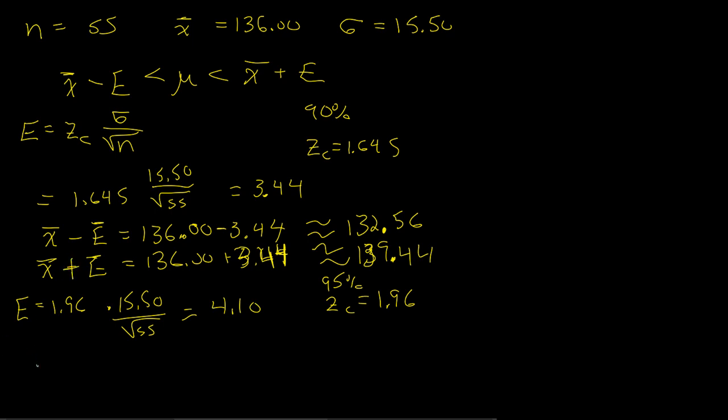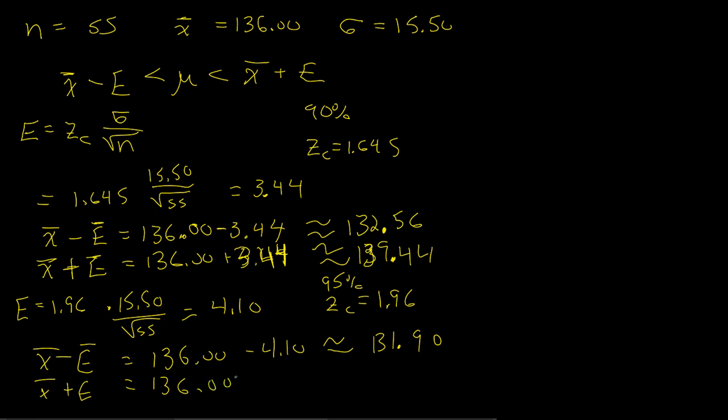So x bar minus E. It's 136.00 minus 4.10. And so my lower bound at a 95% confidence is going to be 131.9, right? And my upper bound is going to be 136 plus 4.10, which is 140.1. And so there we've created our confidence interval.